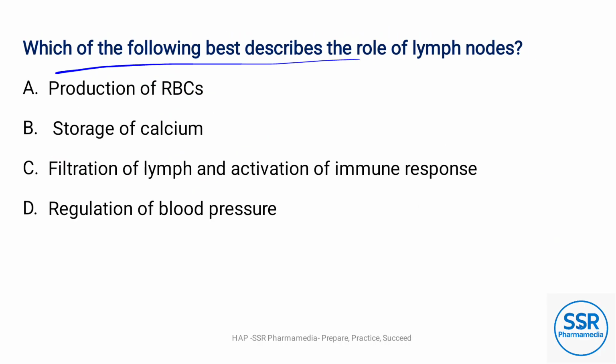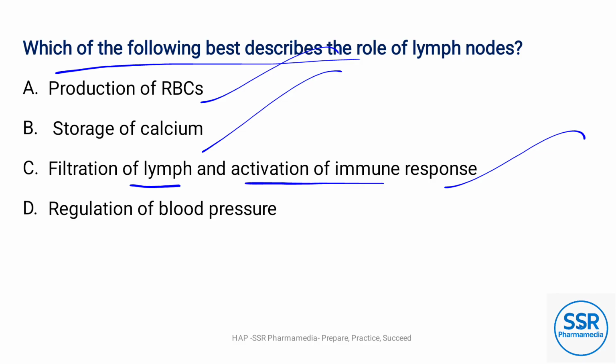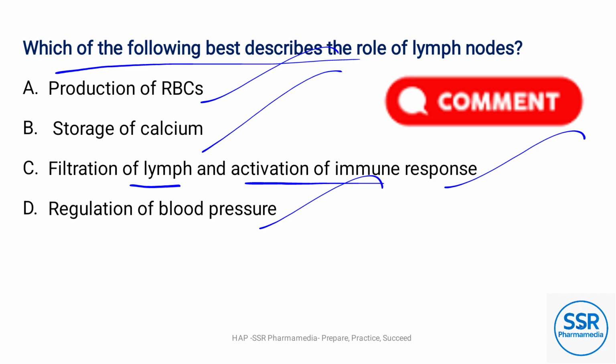Which of the following best describes the role of lymph nodes? Option A, production of RBC. Option B, storage of calcium. Option C, filtration of lymph and activation of immune response. Option D, regulation of blood pressure. So give your answer in the comment box.